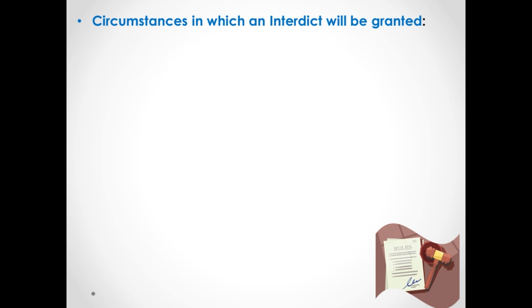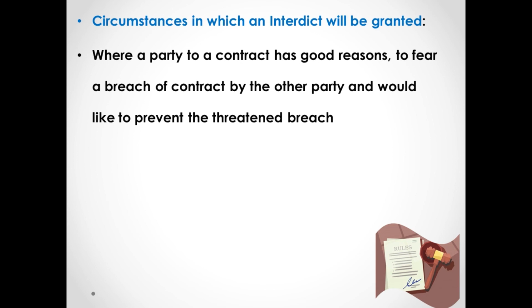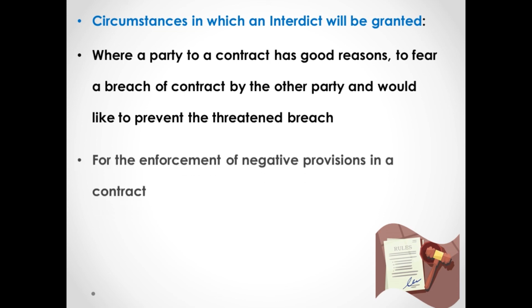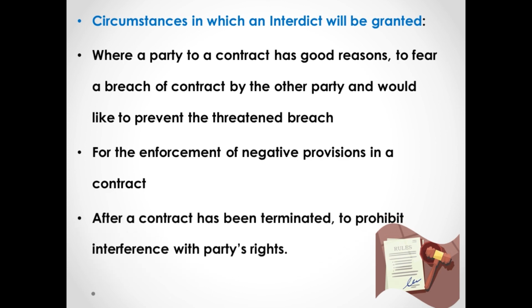Circumstances in which an interdict will be granted are that where a party to a contract has good reason to fear a breach of contract by the other party and would like to prevent the threatened breach, the court will grant the interdict. Or for the enforcement of negative provisions in a contract, that one should not do this and that. In that case, the interdict is given. And also after a contract has been terminated, to prohibit interference with parties' rights.